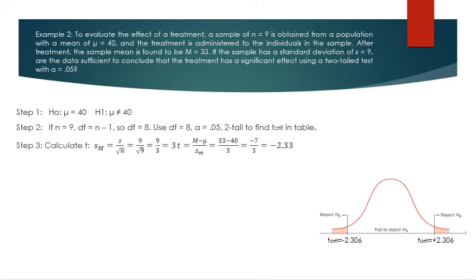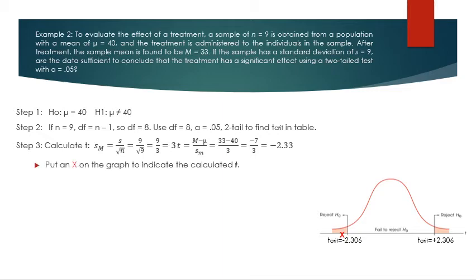You're going to calculate the estimated standard error, because in this case, you were already given s equals 9. So you're going to use the estimated standard error equation that has s in it, which is s over the square root of n. So you're going to find the estimated standard error is equal to 3. And then you're going to use the t equation and substitute in what you know, 33 minus 40 over 3. You're going to get negative 2.33.